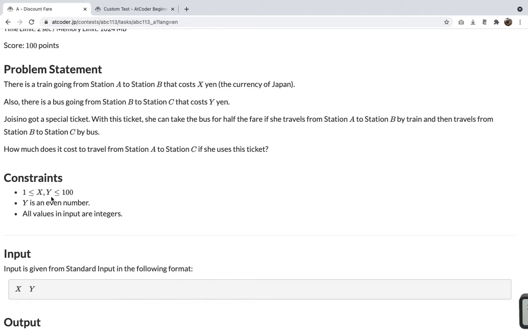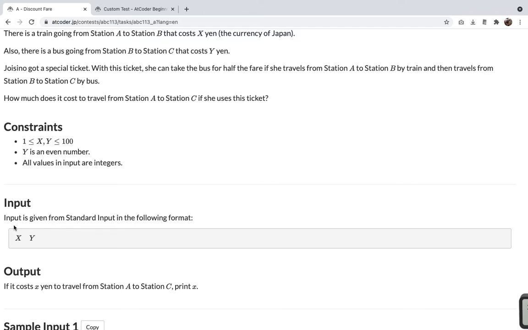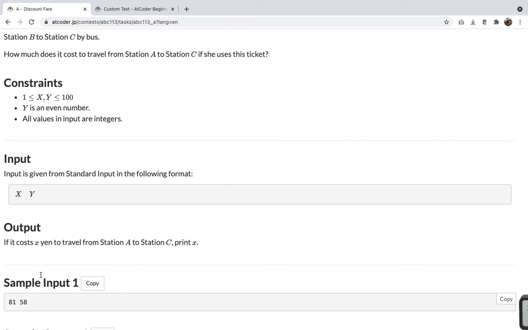Constraints are X and Y are between 1 and 100 inclusive, and Y is an even number. All values in input are integers. Input is given from standard input like this, and the output is the cost X yen to travel from station A to station C. Print X.